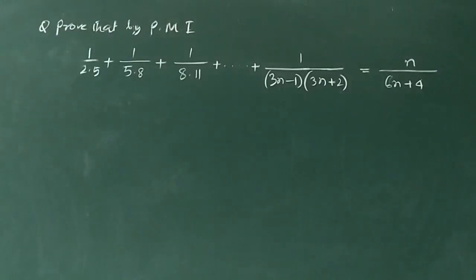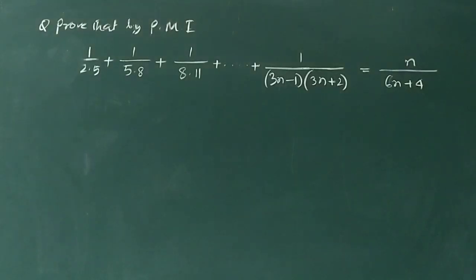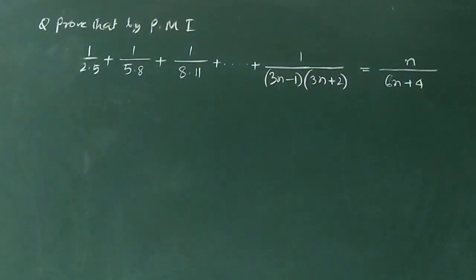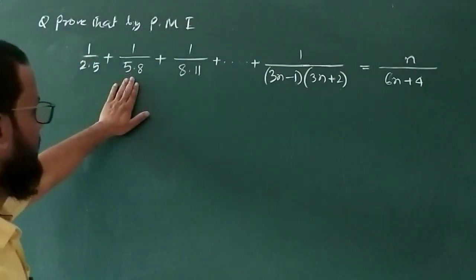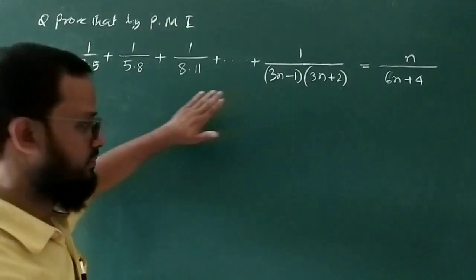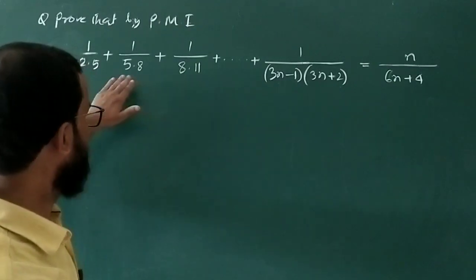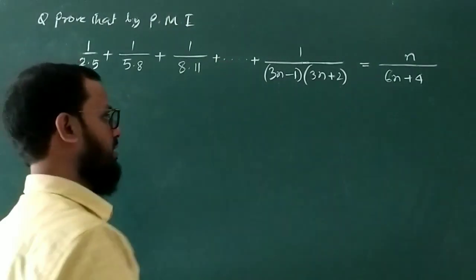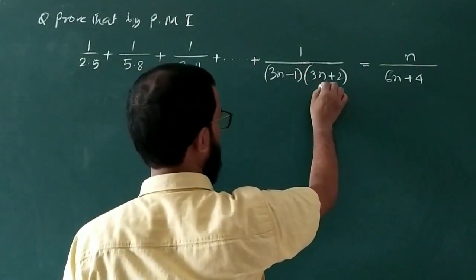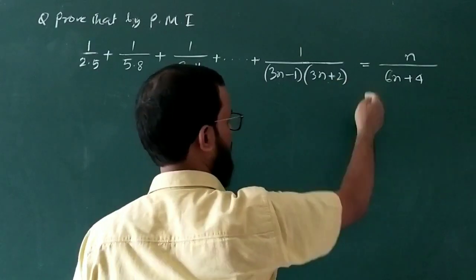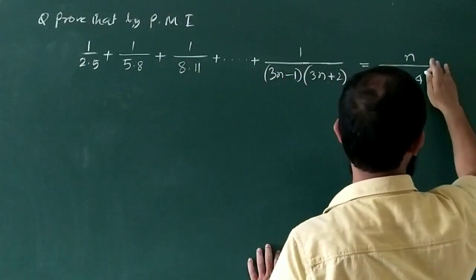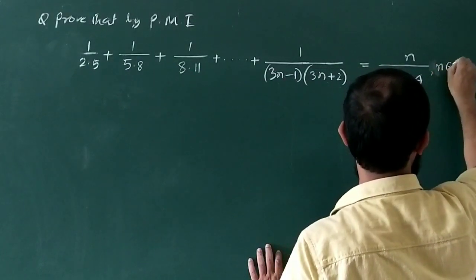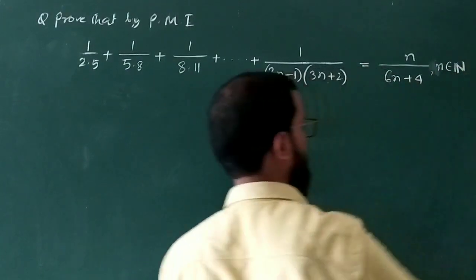In this question you are going to prove that 1 by 2.5, that is 2 into 5, plus 1 by 5 into 8, and this is the pattern, and the last term is 1 by 3n minus 1 into 3n plus 2, equal to n by 6n plus 4. What is n? N is a natural number. This is given, you are going to prove it.